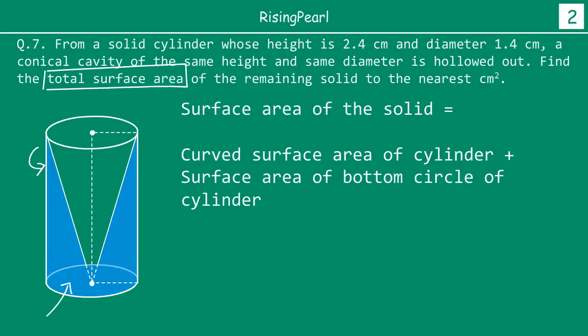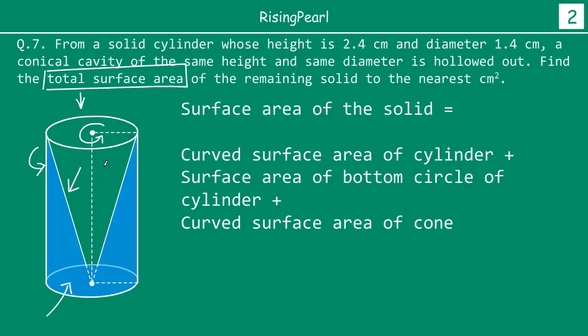And then finally we have to apply the paint on to the curved surface area of the cone. Again, remember that if you look from the top, you will see a cone which is cut out. So you have to apply the paint on this as well. So the surface area will include the curved surface area of the entire cylinder outside, plus the surface area of the bottom circle, plus the curved surface area of the cone inside. This is the curved surface area of the cone from inside.